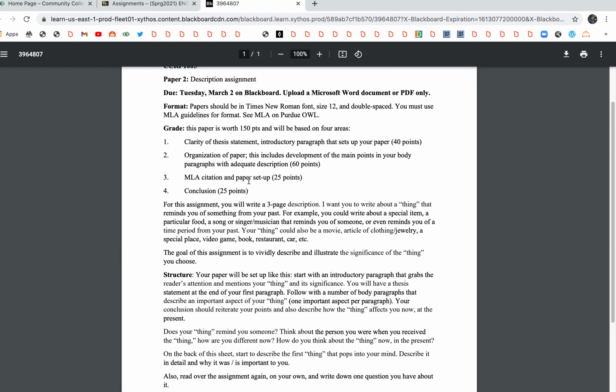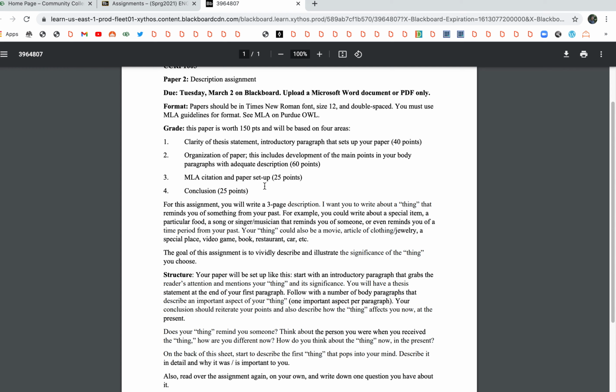All right, here's the difference. In this paper, I'm asking you to do something a little more complicated, a little different. So please pay attention. I really want you to do the free writing after we're done. And I'll try to explain this in even more detail than the first paper. For this assignment, you will write a 3-page description. So I want this to be 3 pages. I want you to write about a thing that reminds you of something from your past.